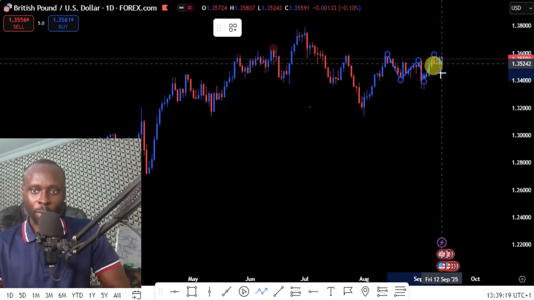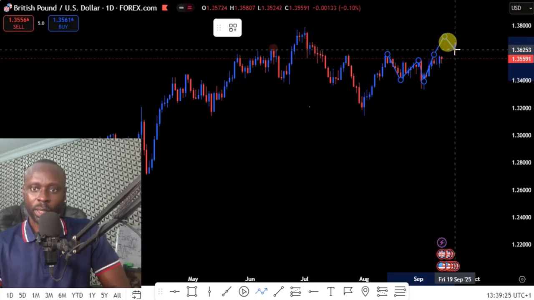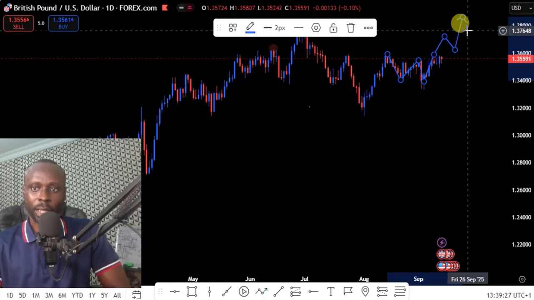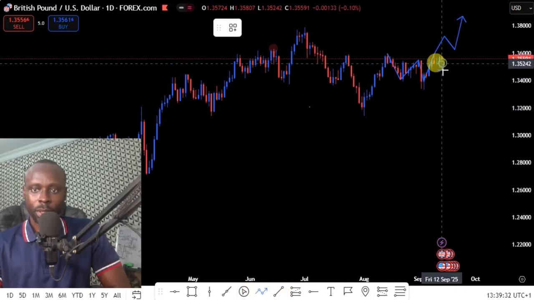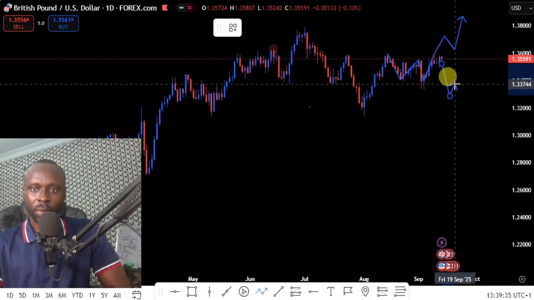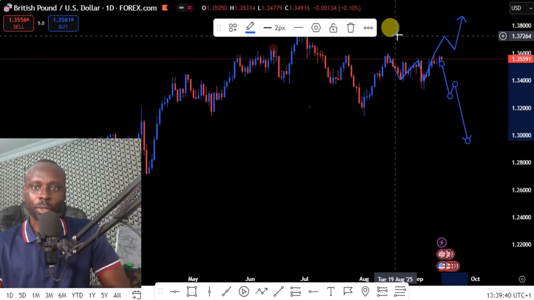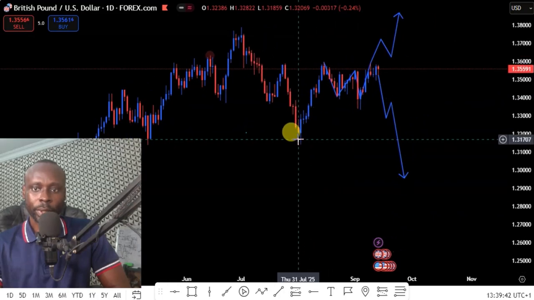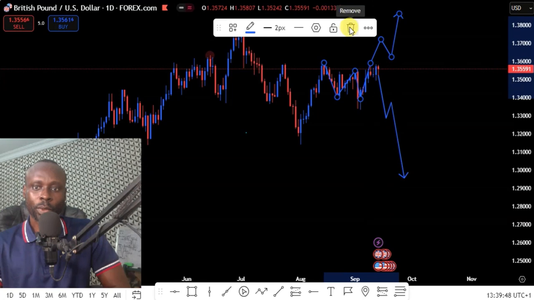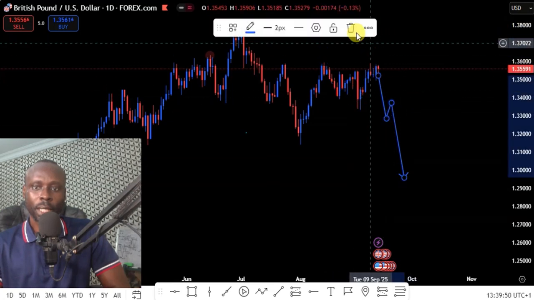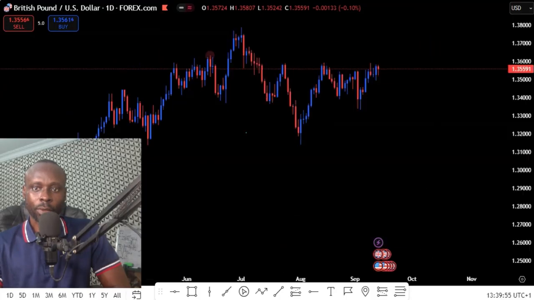For us to buy, we need a break of price above this higher low, then wait for a retest, then we'll start looking for buying opportunities for the pound USD. For the sell opportunity, we need price below this level, then wait for a retest, and we start looking for selling opportunities. Currently, we don't have a clear direction for the pound USD. Price is still in a range. We need to wait for price to give us a clear direction before we make any decision on the pound USD. So let's look at the weekly chart of the pound USD.